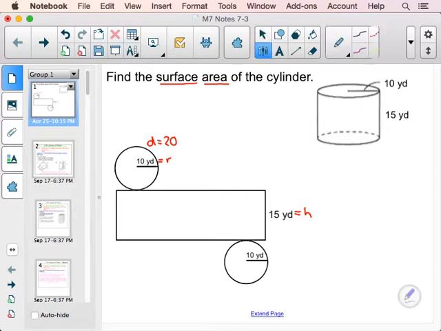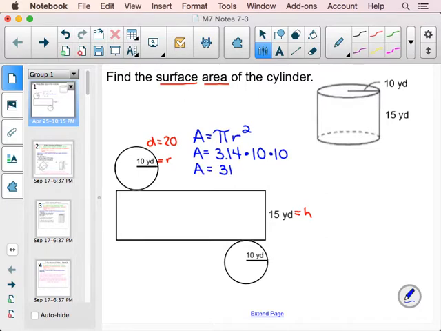So we're going to find the area of each of these surfaces. Let's start with the circle. The area formula from a reference sheet is area equals pi times the radius squared, which really means radius times radius. So we're going to fill in our values. We're going to estimate 3.14 as the value of pi, and multiply it by the radius squared, or radius times radius. And you'll get that this circle has an area of 314 square yards.